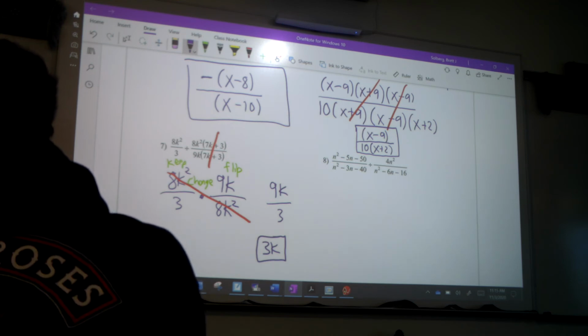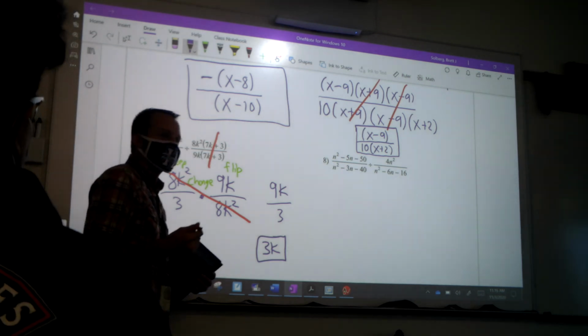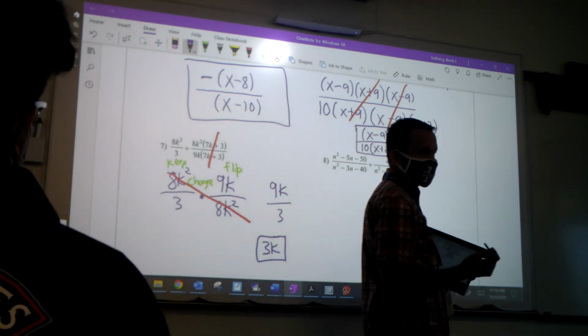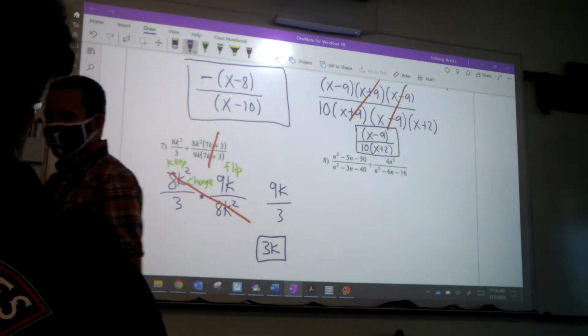Okay, so that's what we're going to do with divide. Keep, change, flip. This one was nice because it was always factored. The next one's not factored, so what are we going to do? We're going to factor first, and then we're going to keep, change, flip.